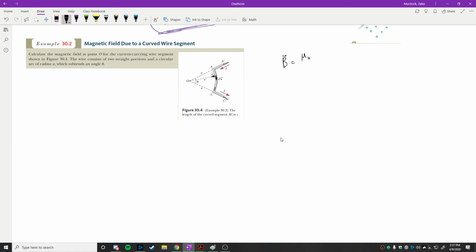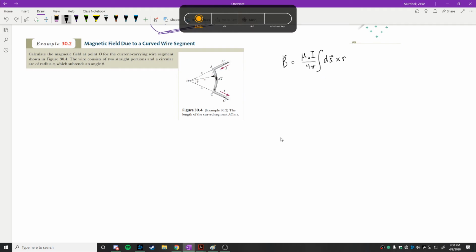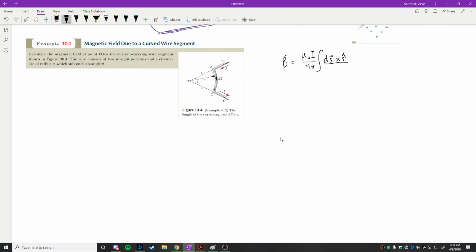I believe the Biot-Savart law says that if you take mu naught I divided by, I think it's 4 pi, and then you integrate ds cross r hat, where ds is a segment, not r, r hat, and then you divide by r squared, the distance from the wire to the point O. That's going to give you your magnetic field, right? How to use this tends to be kind of tricky, all right?